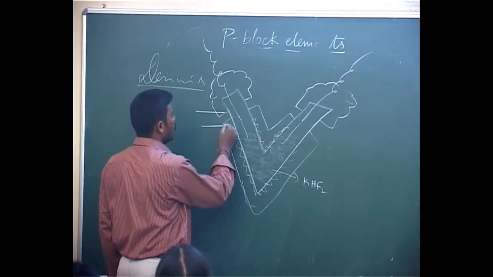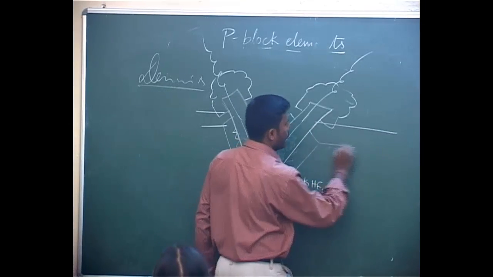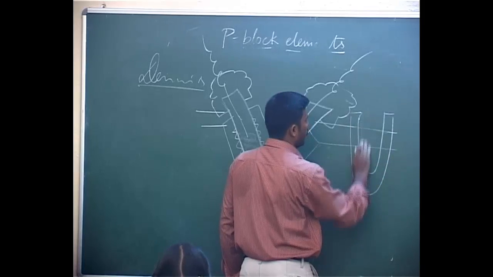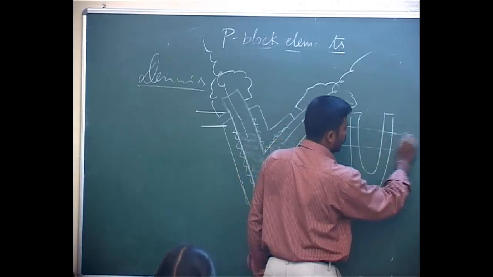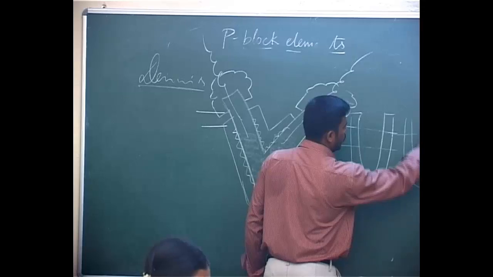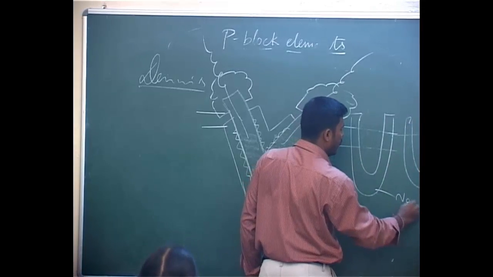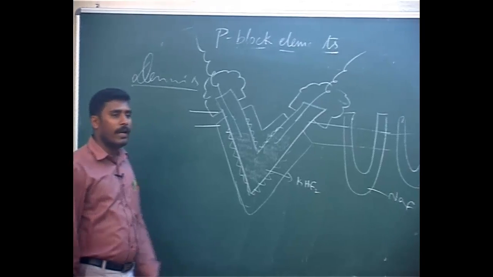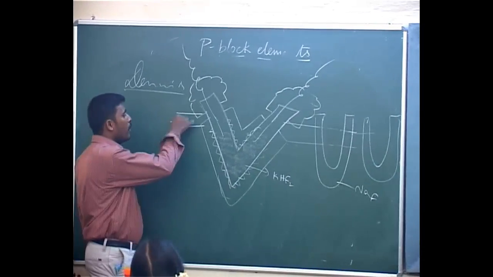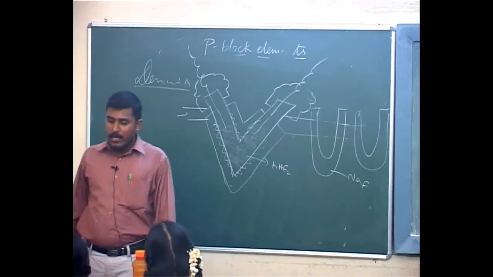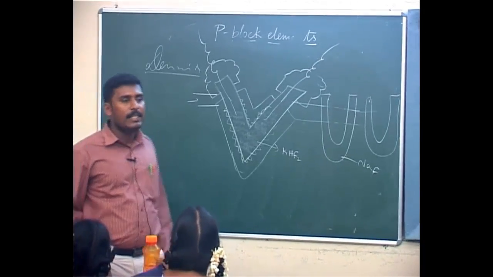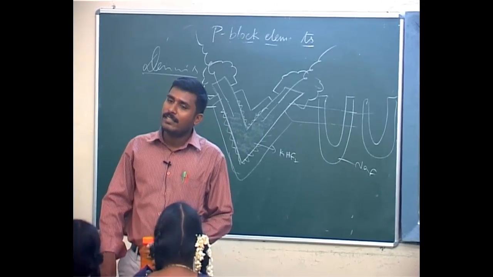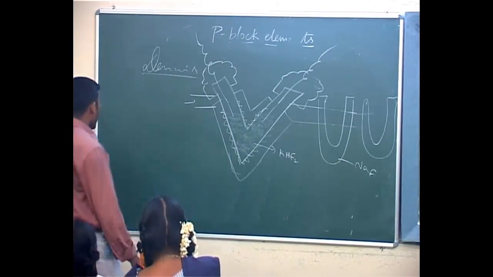Now it's a U shape. This contains NaF, sodium fluoride. Here we are going to pass what? Hydrogen. Here electrolysis takes place. Which reaction takes place? Electrolysis reaction takes place. So what type of reaction?